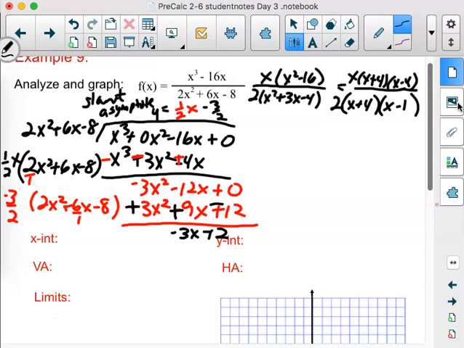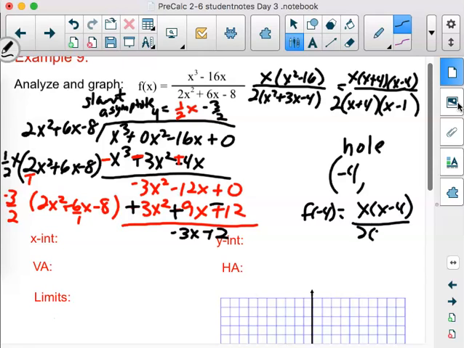And not only does this have a slant asymptote, it also has a hole. So we have to figure out where that hole is going to be. It's the x plus 4's that will cancel out. So we get a -4. And then let's find the rest of it. So we actually do the canceling. And we put the -4 into x times the quantity x minus 4 over 2 times the quantity x minus 1. So let's see what we'll get.